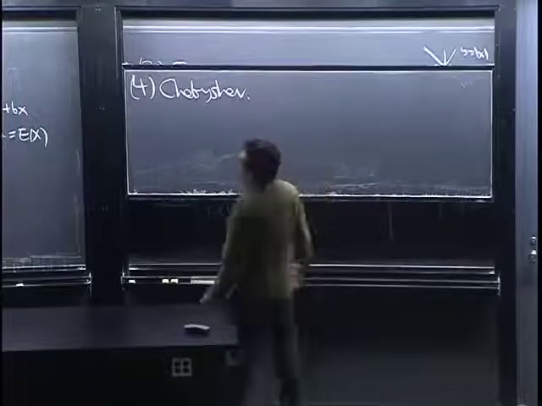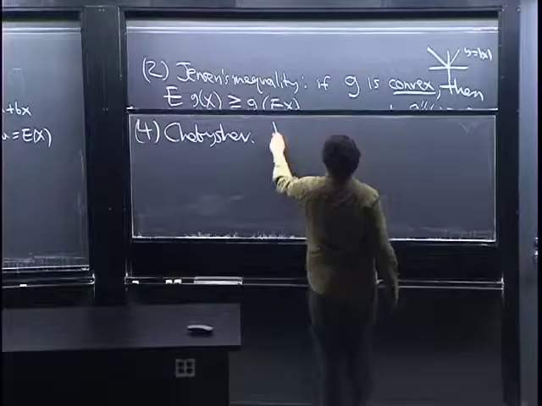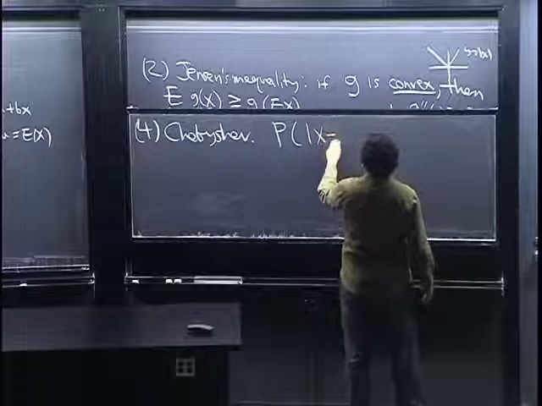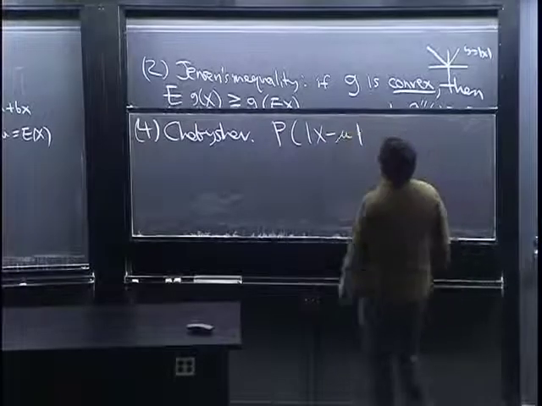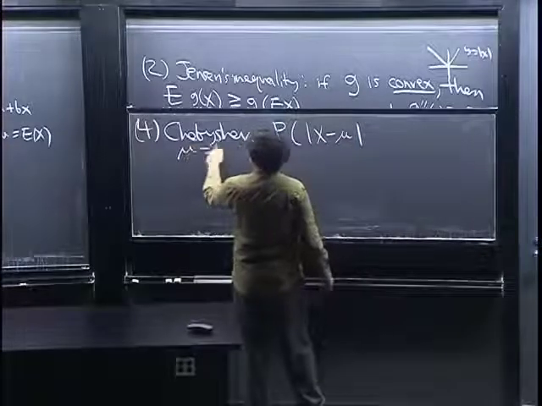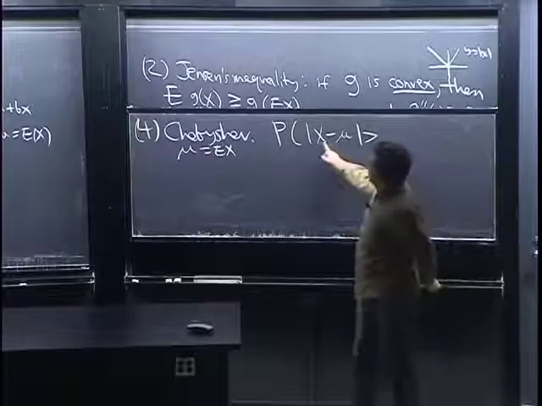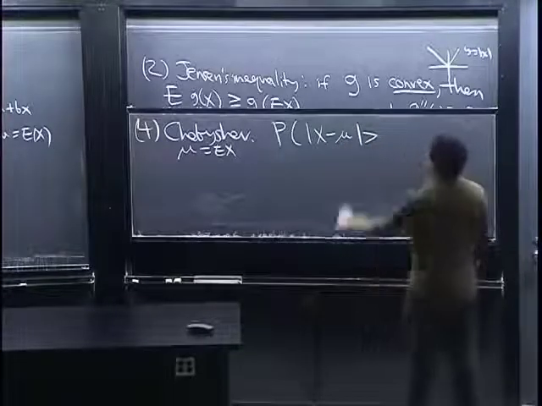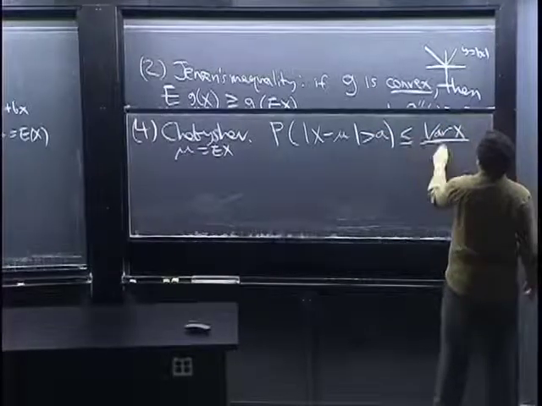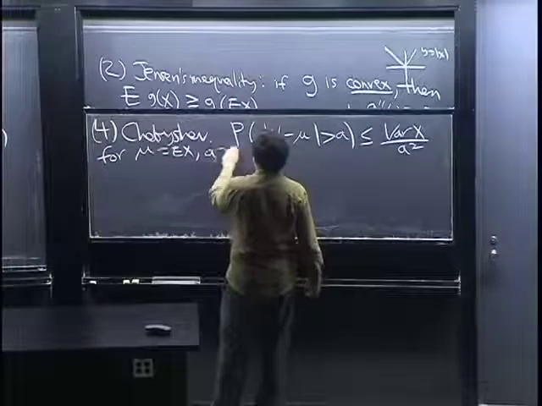Chebyshev basically says, well, let me write down the inequality. It says that the probability that X minus its mean, we're just letting mu equal E of X, is greater than something. So here we're just looking at differences from the mean. Greater than some number a is less than or equal to the variance of X divided by a squared. So mu is the mean, and a is just, again, any positive number.